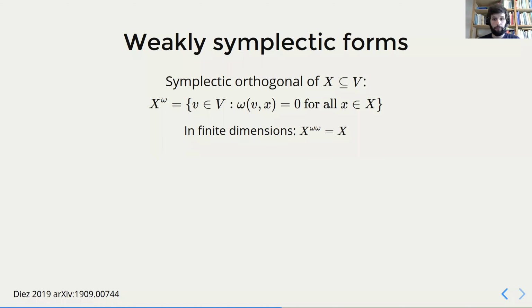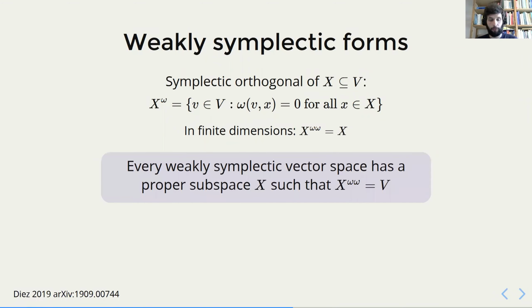And in infinite dimensions, there are really strange things happening, namely that if you have only a weakly symplectic form, then there exists a proper subspace X such that if you take the double orthogonal, you get the whole symplectic space. So it's really far away from being X again. It's actually the whole space. So it's quite a strange thing to happen if you consider weakly symplectic forms.